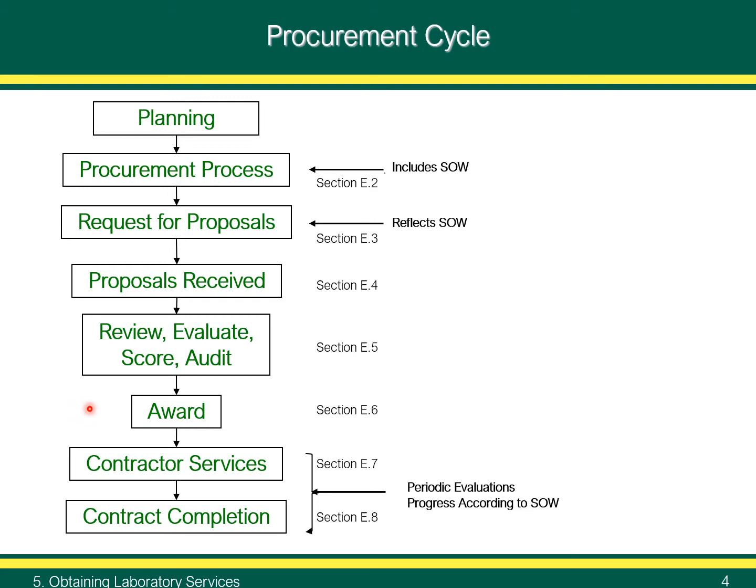Based on all of this information and using criteria in the procurement process, Section E6 of MARLAP describes the award of the work. Section E7 of MARLAP continues on to address the actual performance of services by the contractor laboratory, including periodic evaluation of contractor services as defined in the SOW. Finally, Section E8 of MARLAP describes processes used for contract completion.